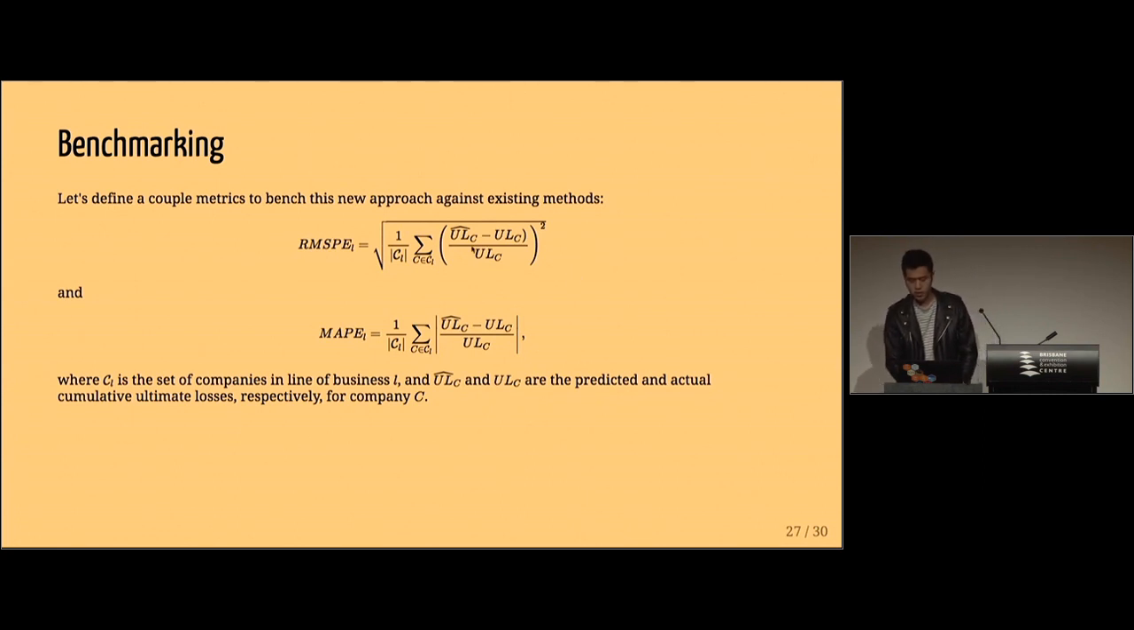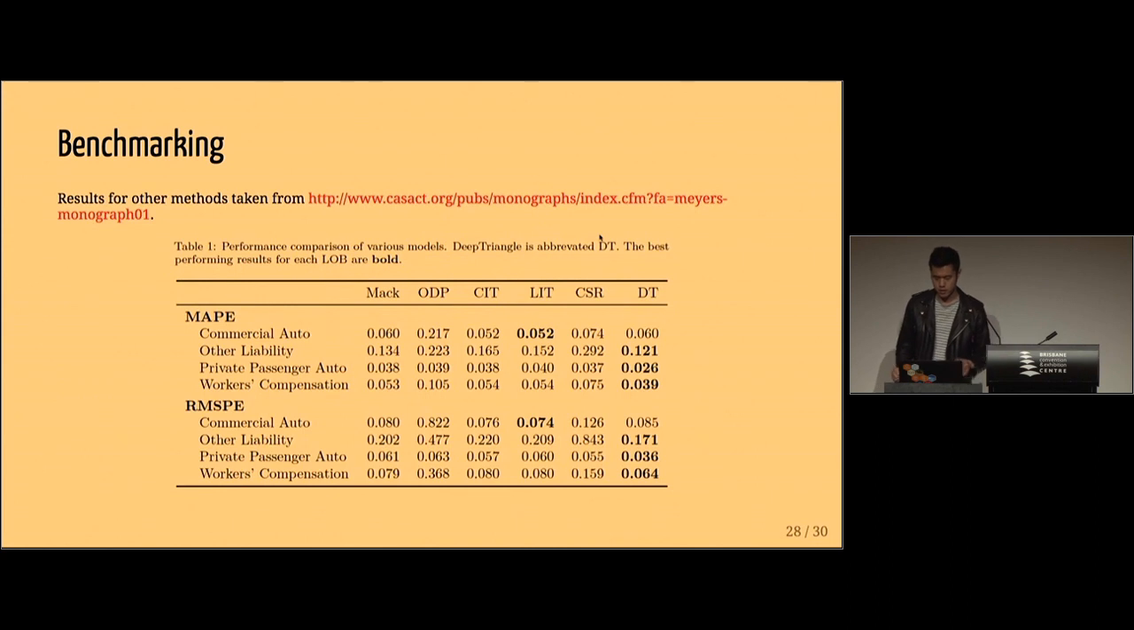And then what we're doing is we're taking the ultimate losses, calculating the error on those, and then averaging it over each line of business. So here is the results of the study. And then MAC here is the chain ladder method, basically. And then we have some over-dispersed Poisson method. And then we also included some newer Bayesian MCMC models.